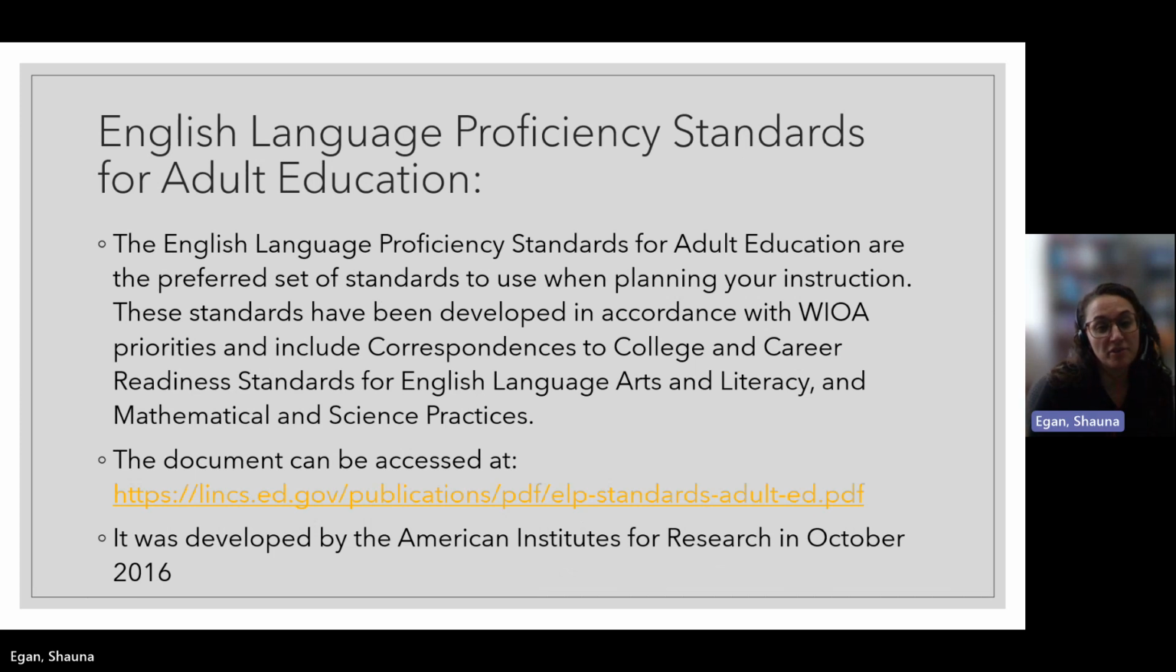The English Language Proficiency Standards for adult education are the preferred set of standards to use when planning your instruction. They've been developed in accordance with WIOA priorities, and they include correspondences to college and career readiness standards for ELA and literacy, as well as mathematical and science practices.